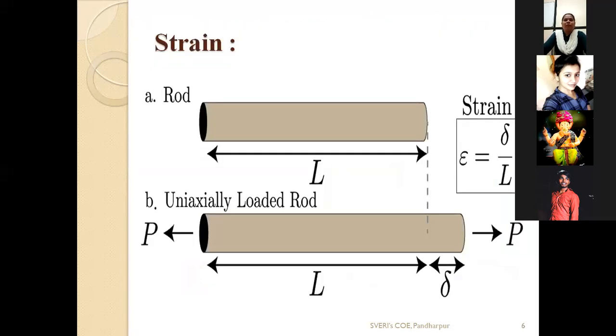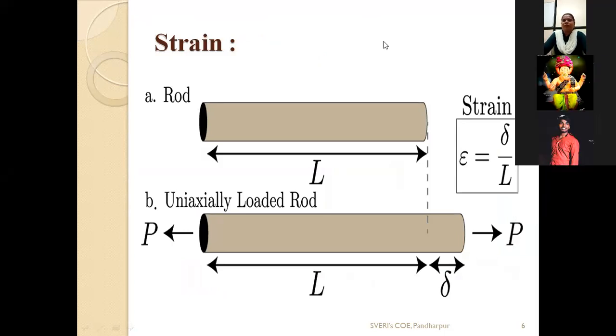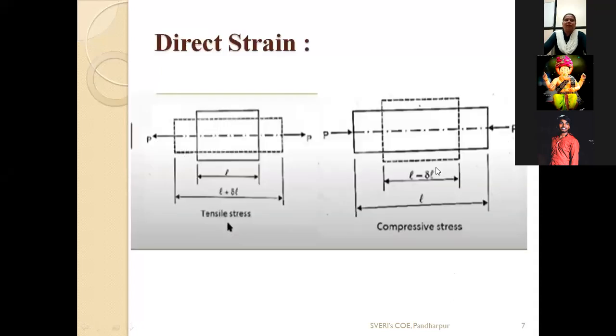Okay, after that we have studied the next concept, that is what is meant by strain. Strain means change in dimension relative to the original dimension. Strain is denoted by epsilon, and the formula is delta upon L. After that we have studied the types of strain. There are two types of strains, direct strain and shear strain.